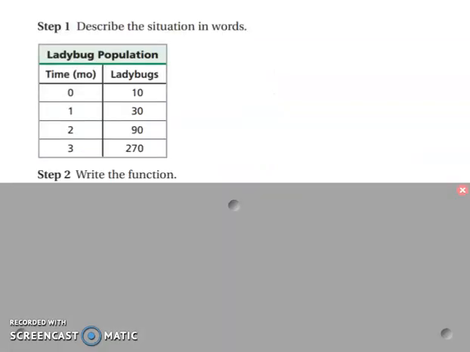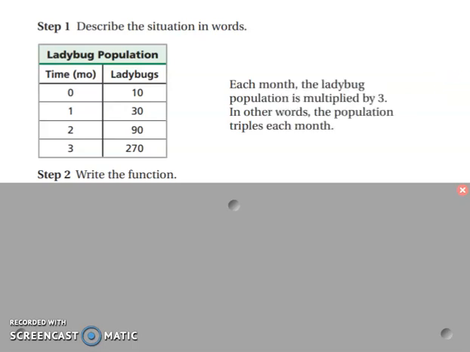All right, and one more to go through. This is going to be a multi-step problem where it wants you to describe the situation in words. In order for us to do that, we have to look at the table and say, what is it telling us? Well, we're talking about ladybug population. My x's is the time in months, and on the y's is the ladybugs, right? We need to think about what it is really trying to tell us here. It's trying to tell us about the population of ladybugs. Each month, the ladybug population is multiplied by 3. In other words, the population triples each month.